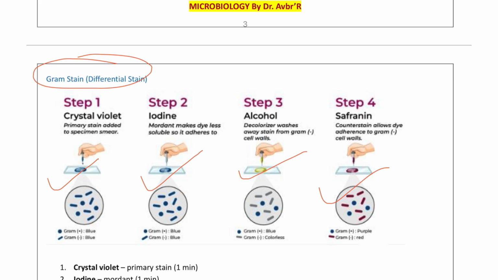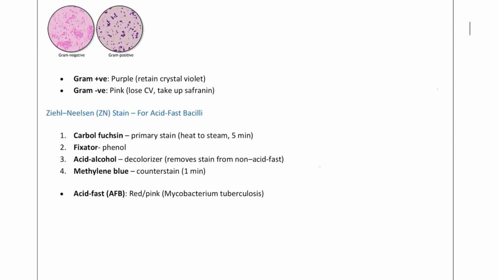Okay, so what is the primary stain in the gram stain? That is crystal violet. Next, step 2, the mordant is iodine, and the decolorizer is alcohol. This step is very important. Next, safranin is the counterstain that we are going to use. Gram positive will look purple, and gram negative will look pink.